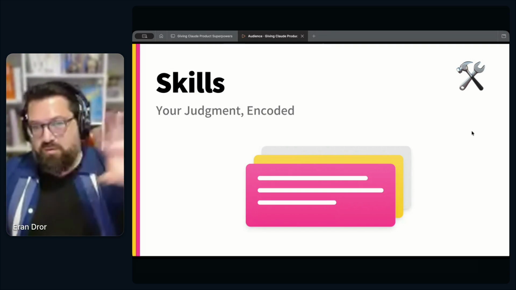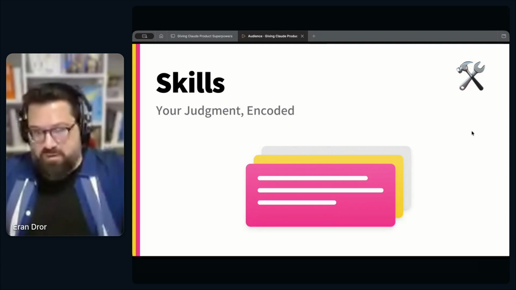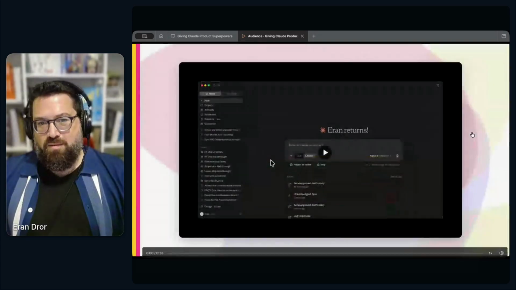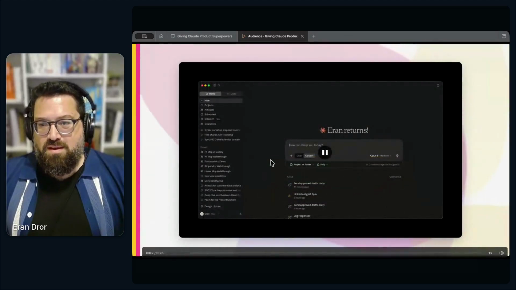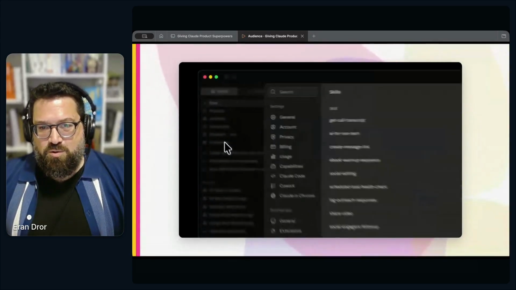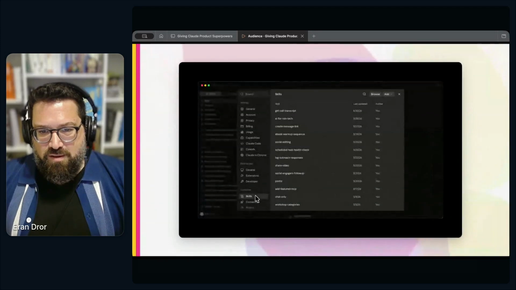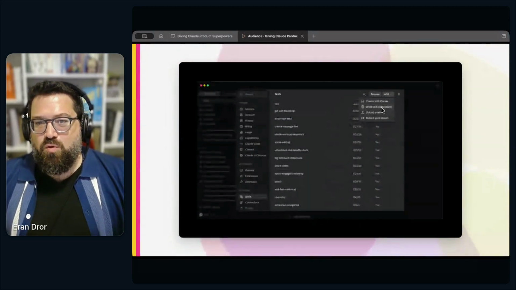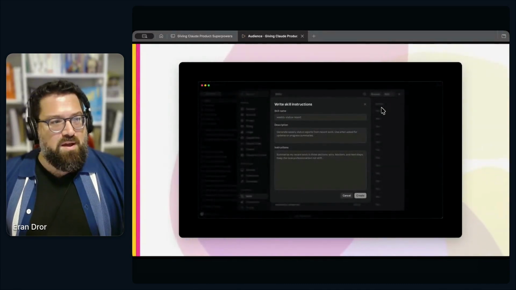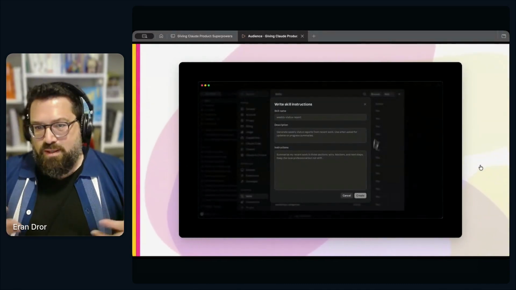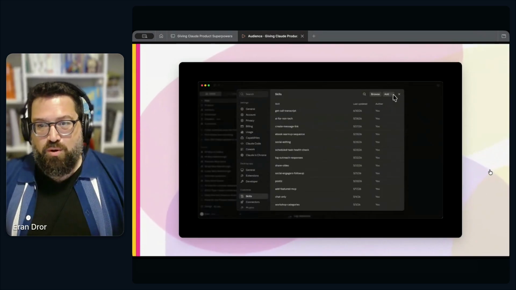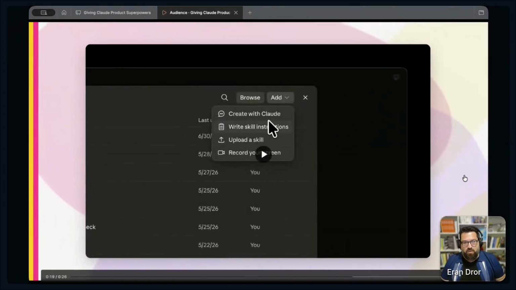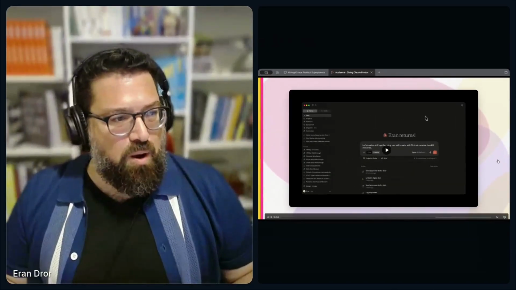So those are skills, and they are saved in the skills folder in Claude. Every agent is a little bit different, but it's a very important piece. So just again, to show you where they live, it's under Customize, Skills. You can create with Claude. You can write your own instructions, and that's how you get started. It's very, very important to have those core skills. That's how you start seeing the real power here.